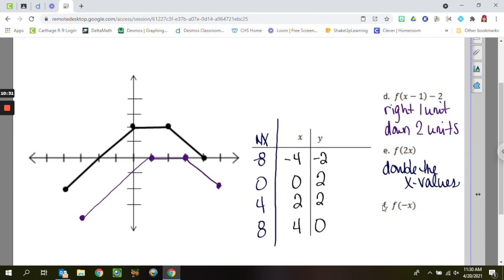I cannot, for 5, -8's way off my board. So I'm not going to worry about that one. So I do have 0, 2 still. I have 4, 2. And I also have 8, 0, once again, way off my page.